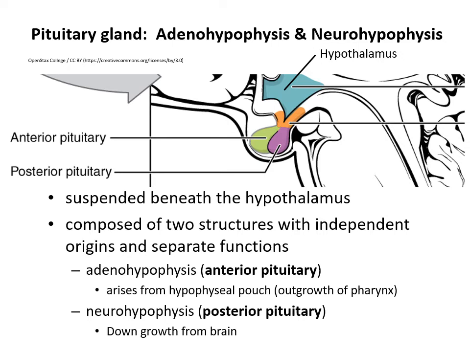So the pituitary gland is suspended beneath the hypothalamus and is composed of 2 structures. There's an anterior pituitary, which is otherwise known as the adenohypophysis, and the posterior pituitary, which is really a downgrowth of the brain and is otherwise known as the neurohypophysis.